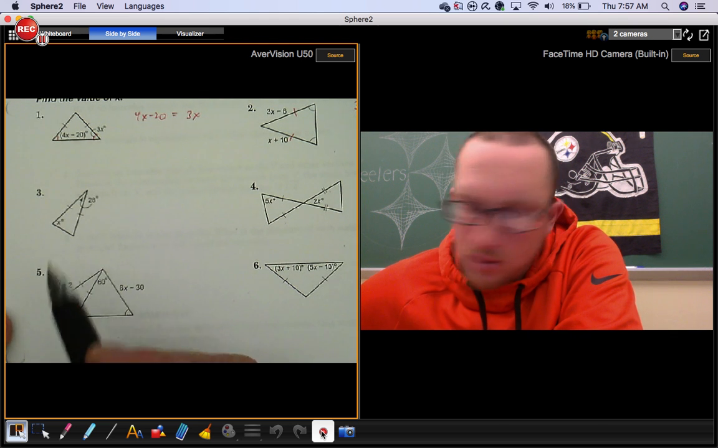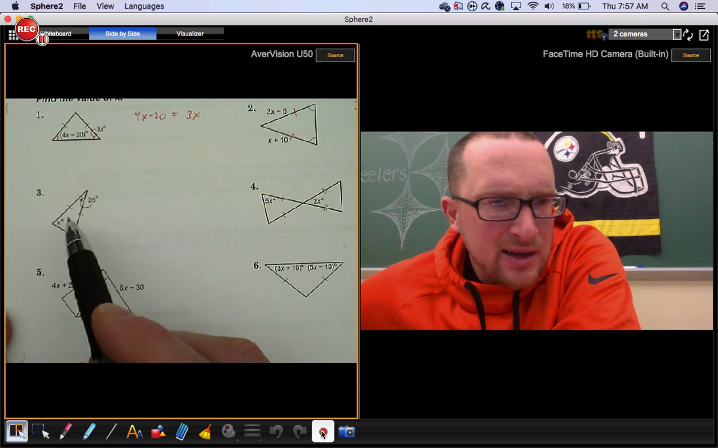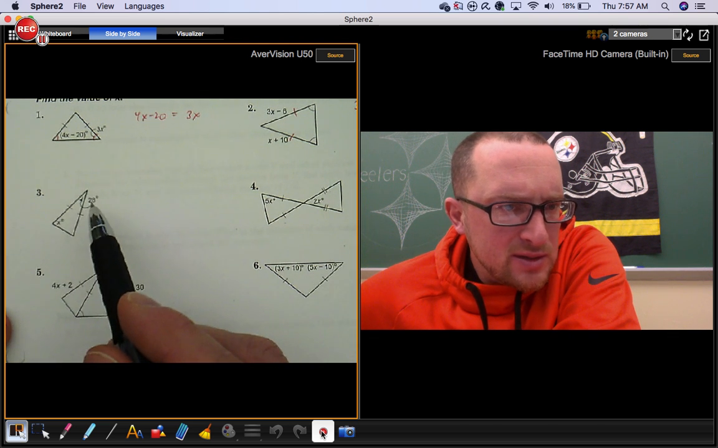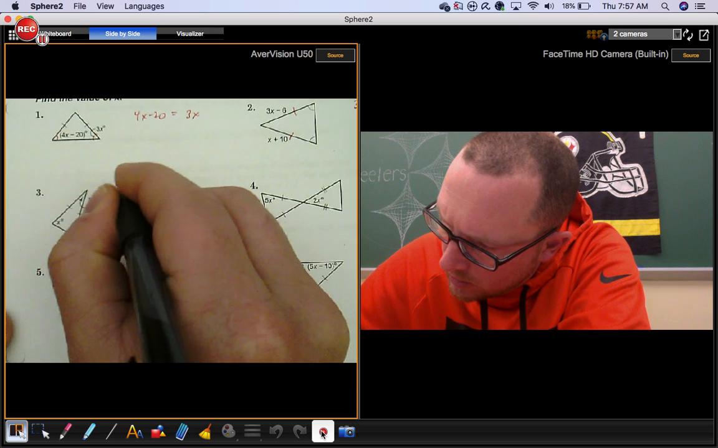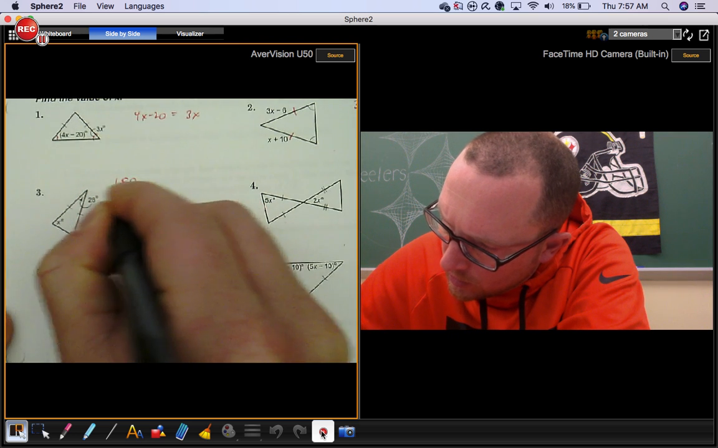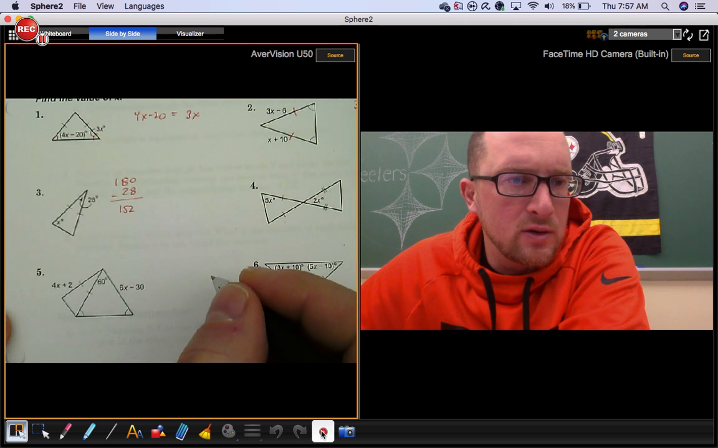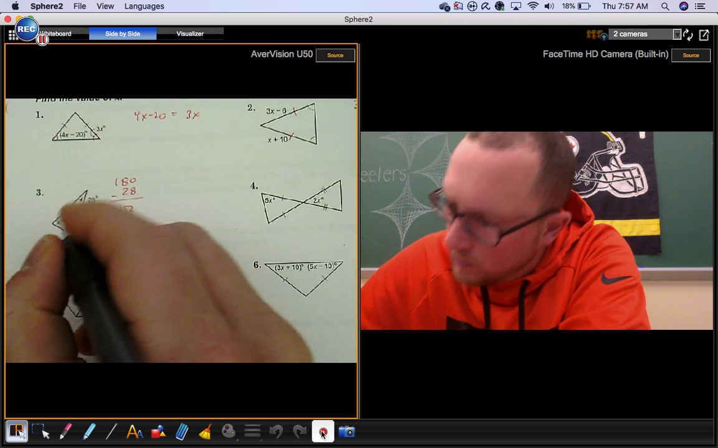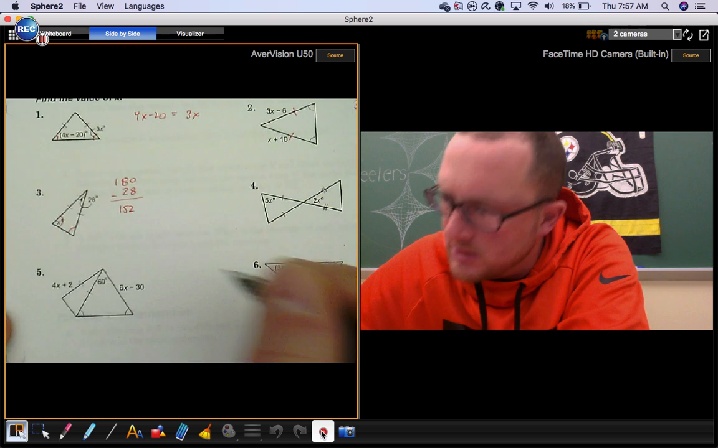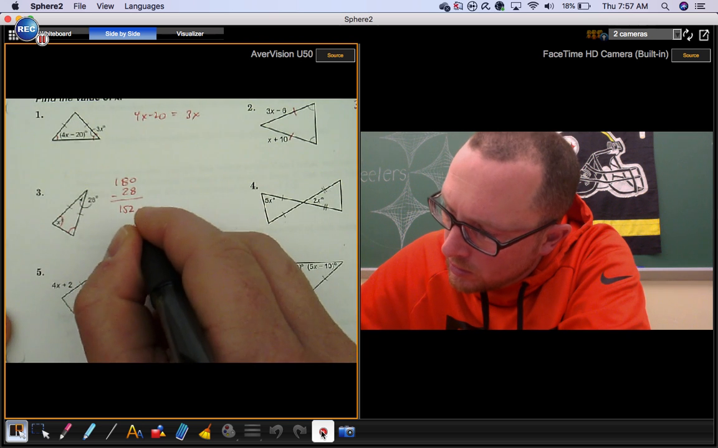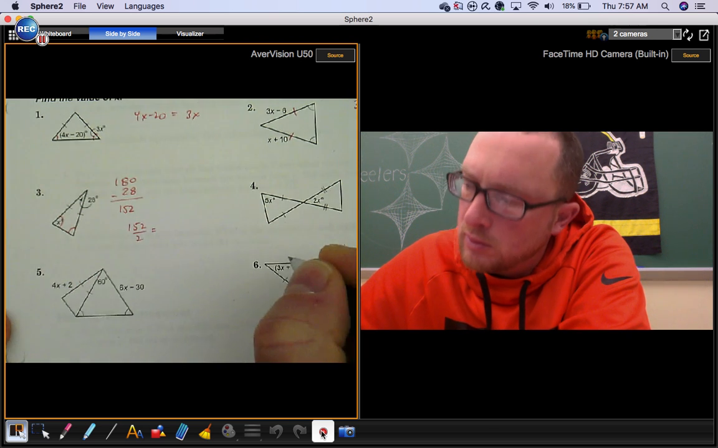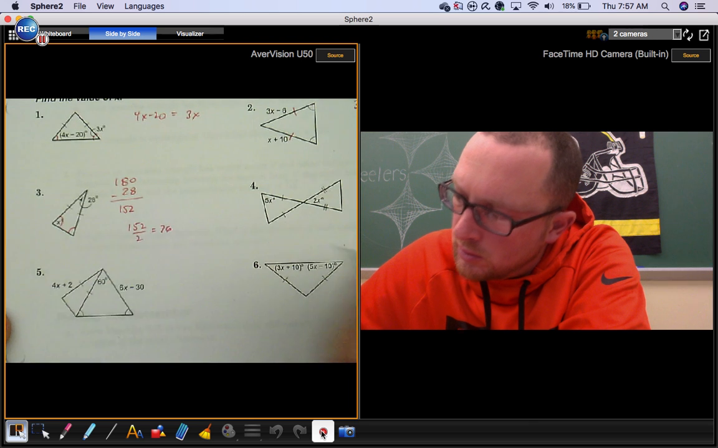In number three, you don't necessarily need algebra here. They're telling you the vertex angle is 28 degrees. So what's left over? Got 152 degrees. Both of these angles are congruent. Those are your base angles. So it'd be 76 each.